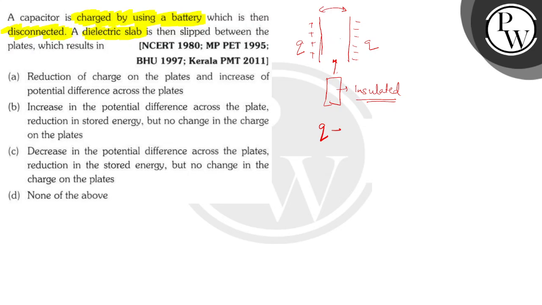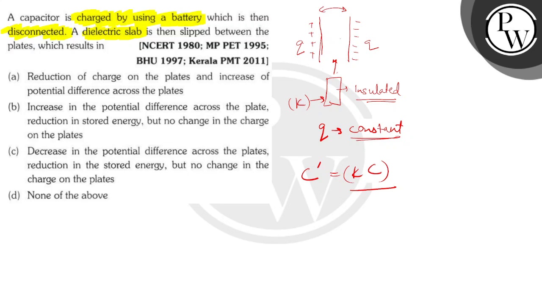So the charge on the plates is going to be constant. There is no change in the charge. Since the charge is constant, the new capacitance C dash is Kc. If we push in a dielectric slab of constant K, the capacitance increases from C initial to K times C for the new capacitor.